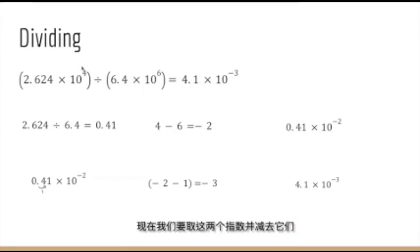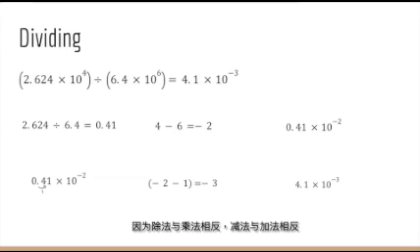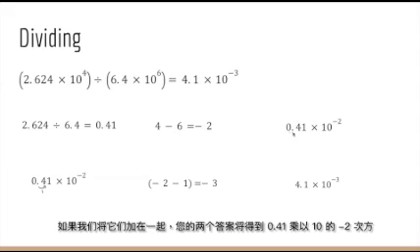Now we're going to take these two exponents and subtract them. Since division is the opposite of multiplication, and when you're multiplying scientific notation, you add, we're going to subtract, because dividing is the opposite of multiplying and subtraction is the opposite of addition. So 4 minus 6 equals negative 2. And if we put both of our answers together, we'll get 0.41 times 10 to the power of negative 2.